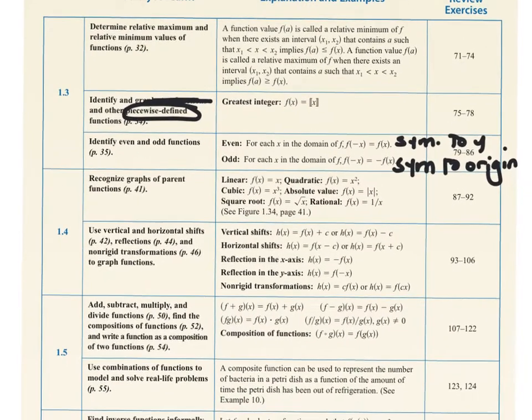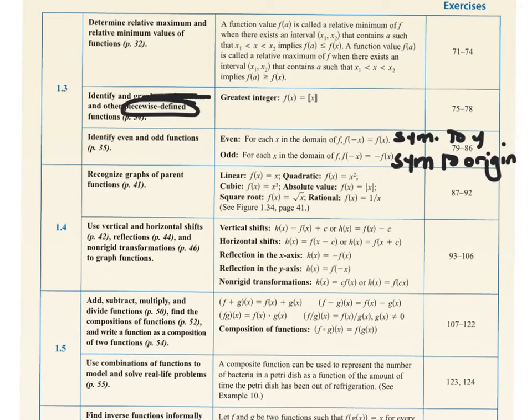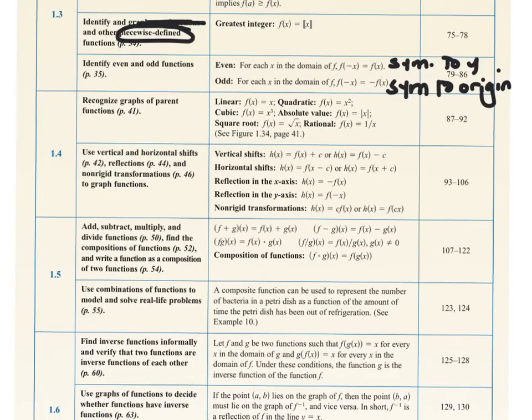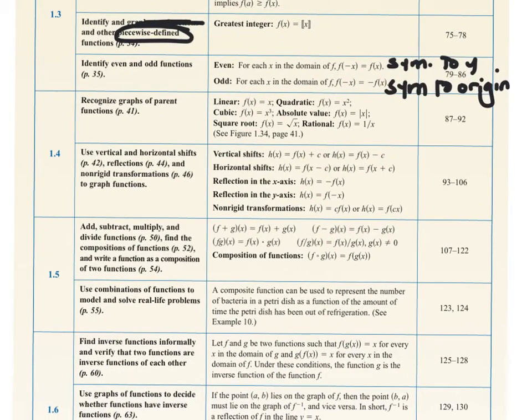1.4 was what we just went over, all the shifts in that warm-up. So you need to know the parent functions and then how to shift them all, how to find domain and range, all that stuff. 1.5 was all the processes with functions, how to add, how to subtract, how to multiply, divide, and then find the composition of the functions. So f of g of x and g of f of x.